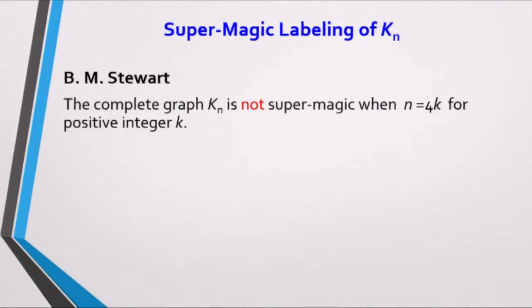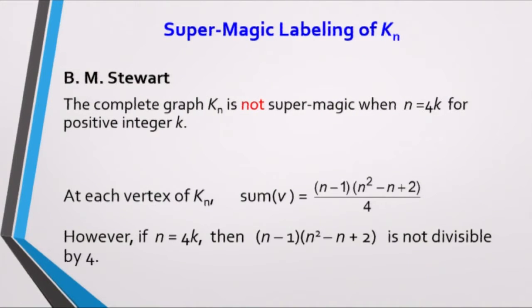And then he goes on to prove that the complete graph with a multiple of 4 vertices cannot be supermagic. Why? Because in order to label the complete graph with n vertices, the sum at every vertex should be this number. However, this number is not divisible by 4 when n is equal to 4 times k. Okay.